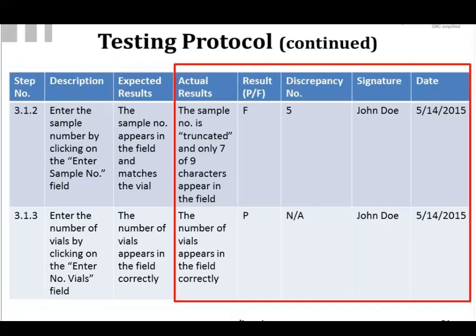So here, and this is printed, but it actually would be done by hand, the actual results, there's a failure, because the sample number didn't appear as expected in the field. So you fail the result, and you put a discrepancy number in. You sign it and date it. The next one is a pass. The expected result equals the actual results. And so you pass it, there's no discrepancy number, and you're initialing or signing and dating.